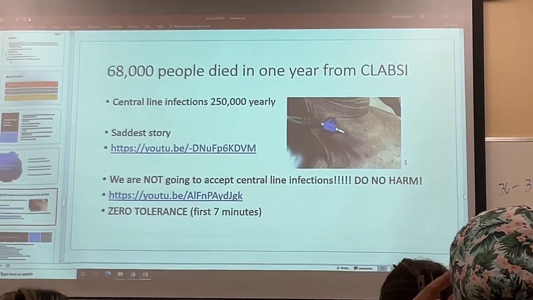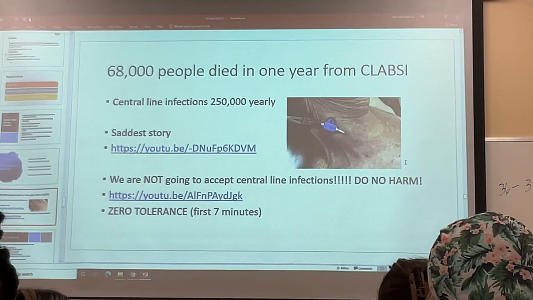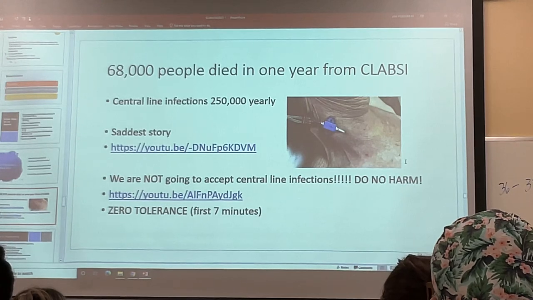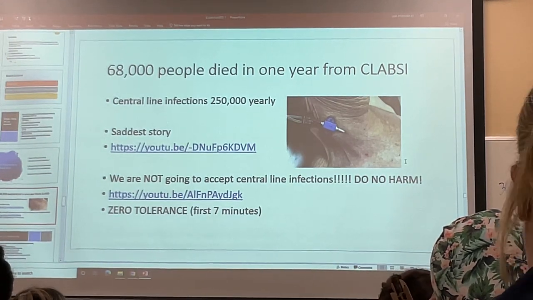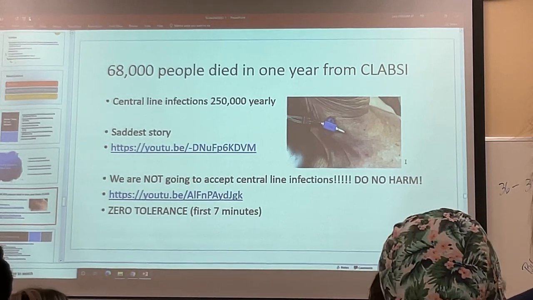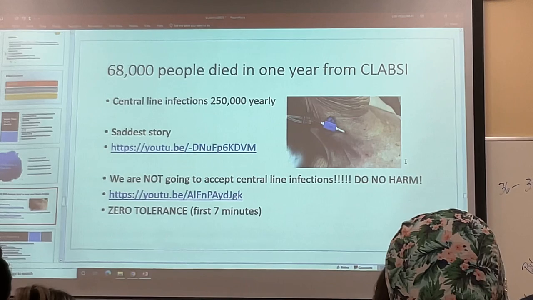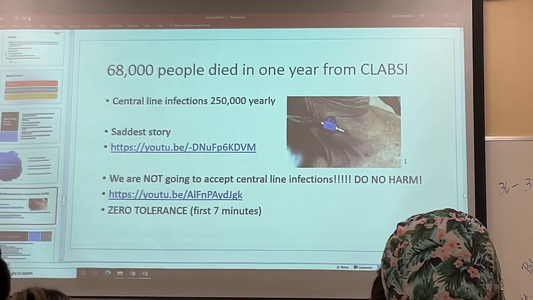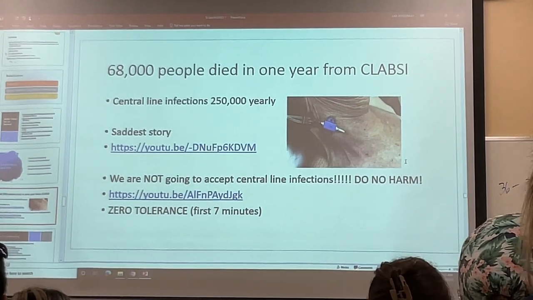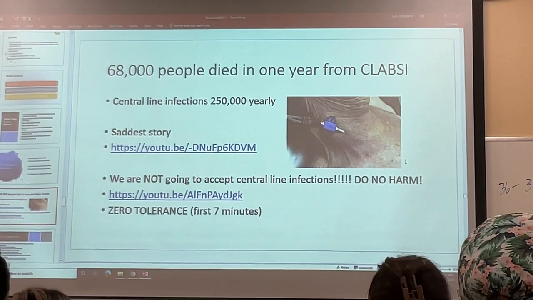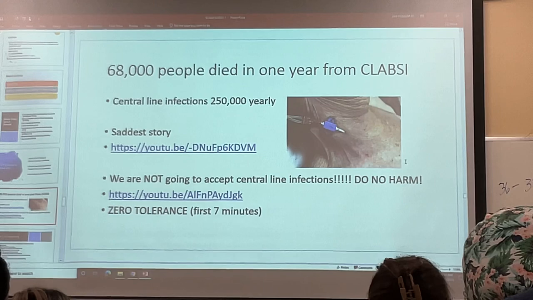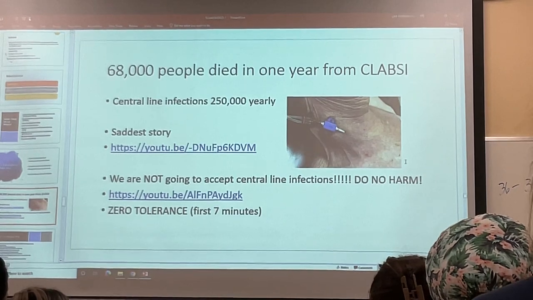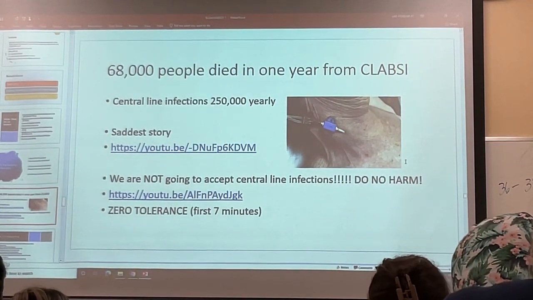68,000 people died in one year from central line associated bloodstream infections. CLABSI. Have we learned about CLABSI in any of our classes? Central line associated bloodstream infections. When y'all got checked off on your central lines, did y'all talk about central line bloodstream infections? They call that CLABSI. So y'all need to graduate from here knowing what CLABSI is. There are bundles of care that prevent central line associated bloodstream infections. And unless all of us follow those rules, that patient's central line is going to get infected. And then they're going to get septic and go to septic shock and go to MODS and go to DIC and they're going to die. So we have to do things that prevent the infection.